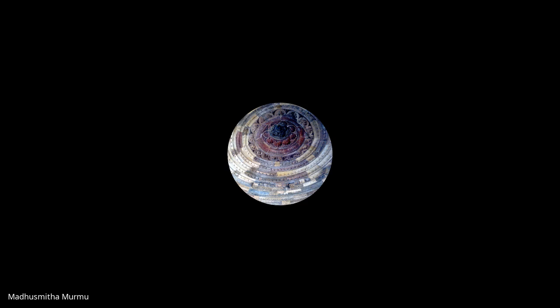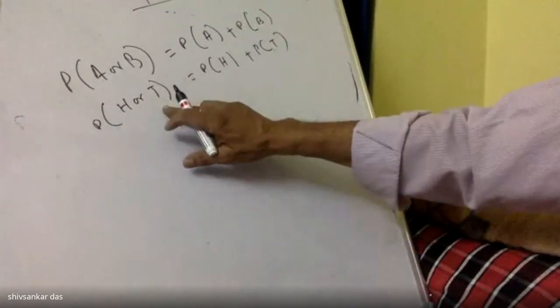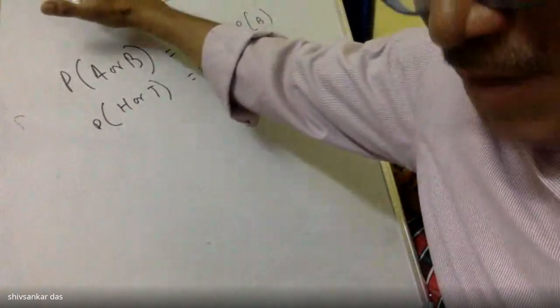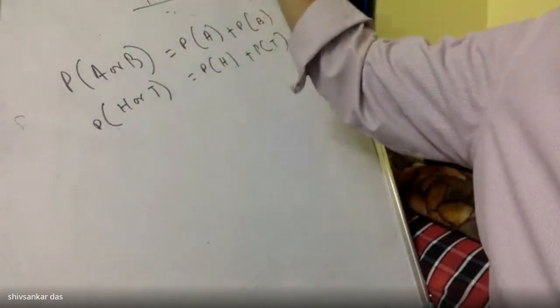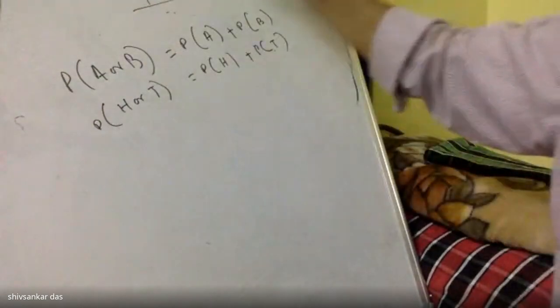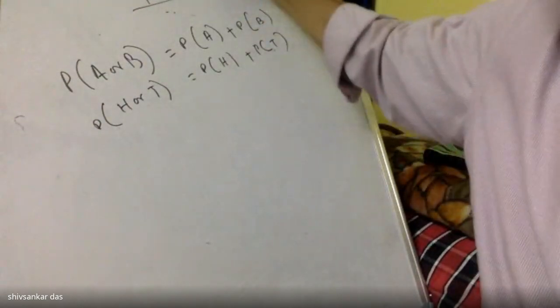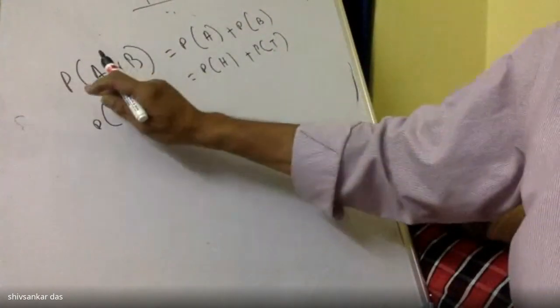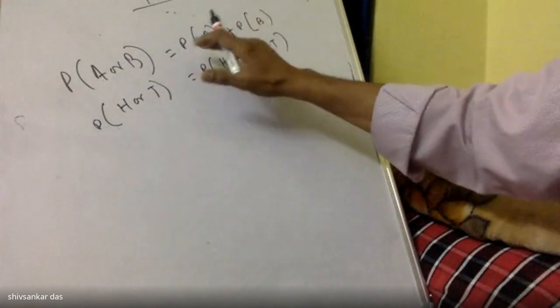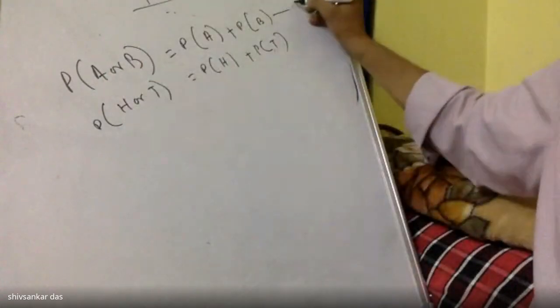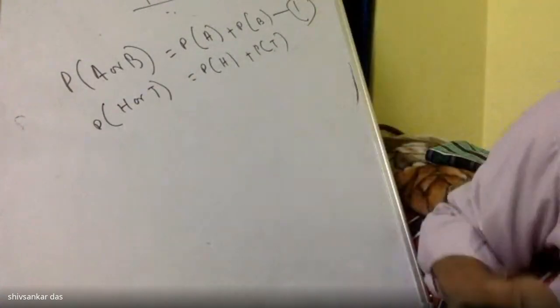Yes, sir. Probability of head or tail is equal to probability of head plus probability of tail, because they are independent, mutually exclusive events. They are not dependent on each other. A and B are two independent events. So that is why probability of A or B is equal to probability of A plus probability of B. This is the first formula. Okay?